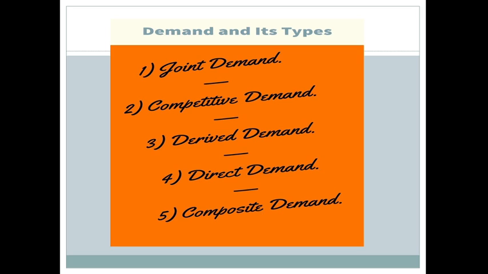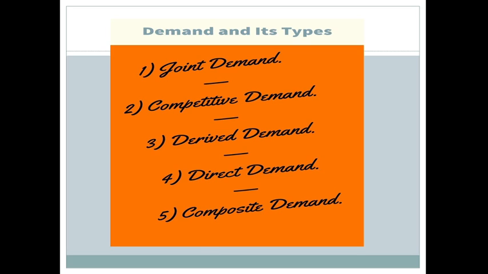So direct demand means it is demanded directly, and derived demand means the demand which arises from the direct demand. For example, the demand for house brings demand for carpenters, laborers, painters and all, because we want a house, but to complete that house we require these things again. So these are the two types of demand, direct demand and derived demand.